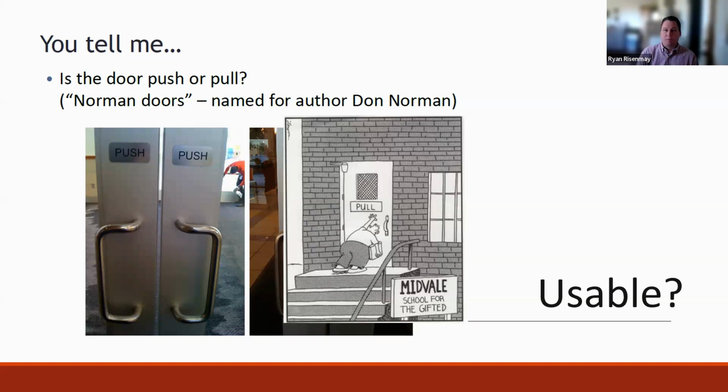So if you come upon a door that does not make so much sense to you intuitively, am I supposed to push? Am I supposed to pull? It's got a handle. Should I pull it? But it says push. So you're confusing the user in that very experience, even though aesthetically it may look really nice. It still may not be as useful as it could be. And I like the reference with The Far Side.